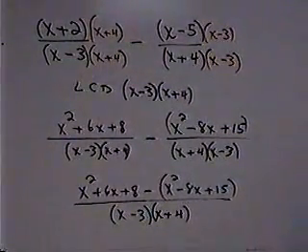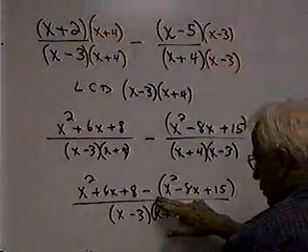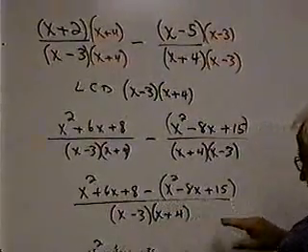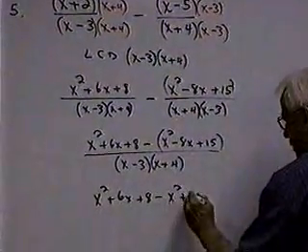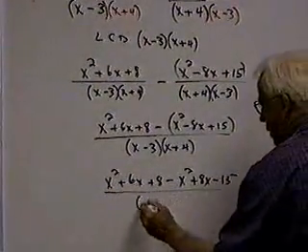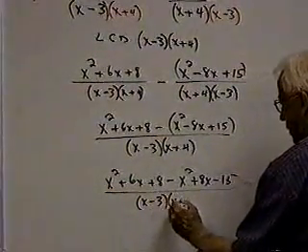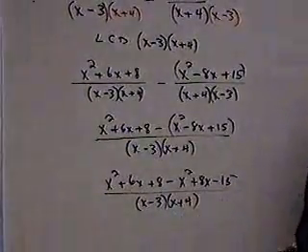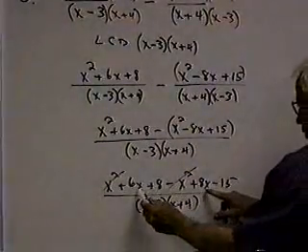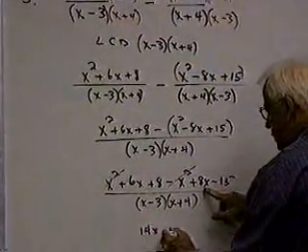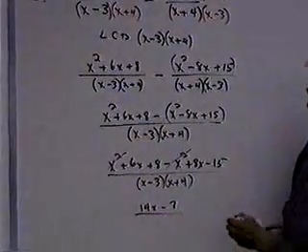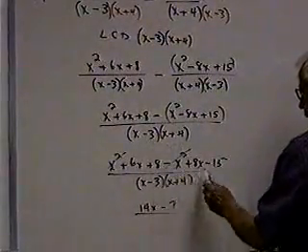All right, next step, remove parentheses. So what we have is x squared plus 6x plus 8 minus x squared plus 8x minus 15 all over our common denominator. Now simplify the top. The x squares drop out. We end up with 14x minus 7.